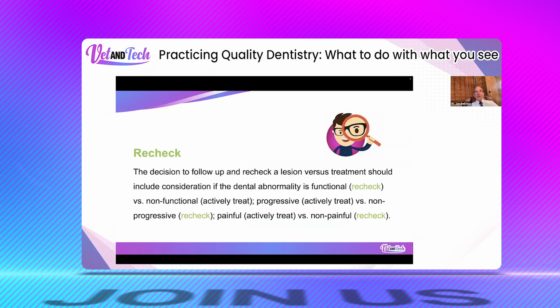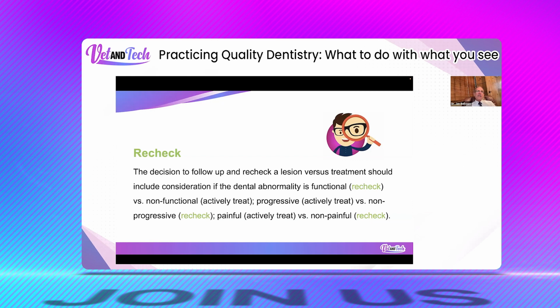All right. So for the recheck, you want to make sure that you're rechecking the animal that needs to be rechecked. And for that one, there are certain criteria. Is the lesion that you see a functional or a non-functional lesion? If it's functional and the animal's okay with it, so even if it's wrong and even if it's abnormal, but if the animal's okay and it doesn't hurt, then just leave it alone and recheck it. But if it's non-functional, so the teeth are in the wrong place and they're interfering with each other, or they're making holes in the gingiva, then you have to actively treat.